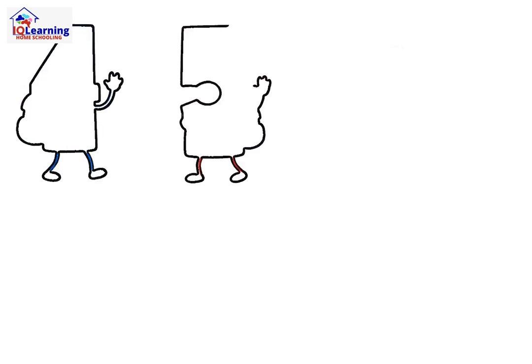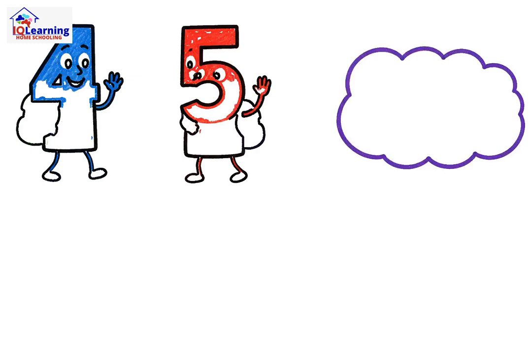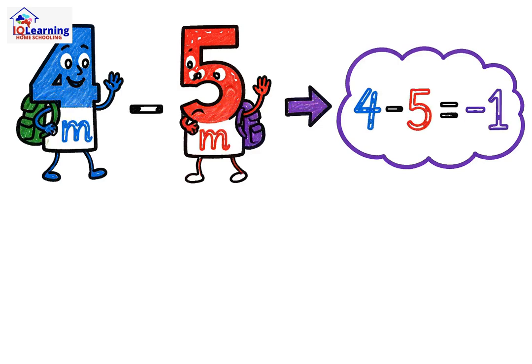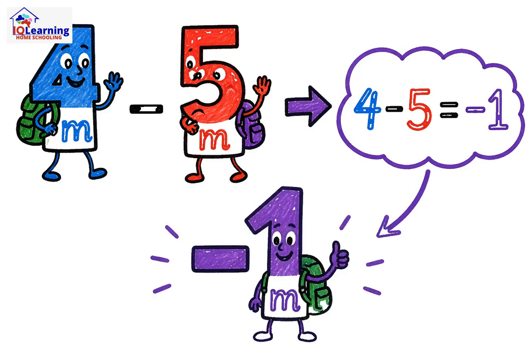So if you have 4m minus 5m, you look at the numbers, a +4 and a -5. What's 4 minus 5? -1. So your answer is -1m, or just -m. The variable part, the m, stays the same.